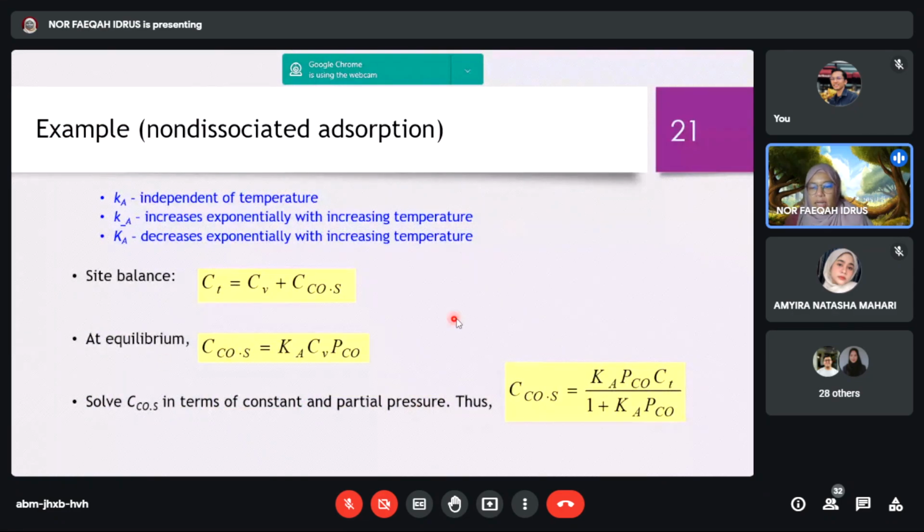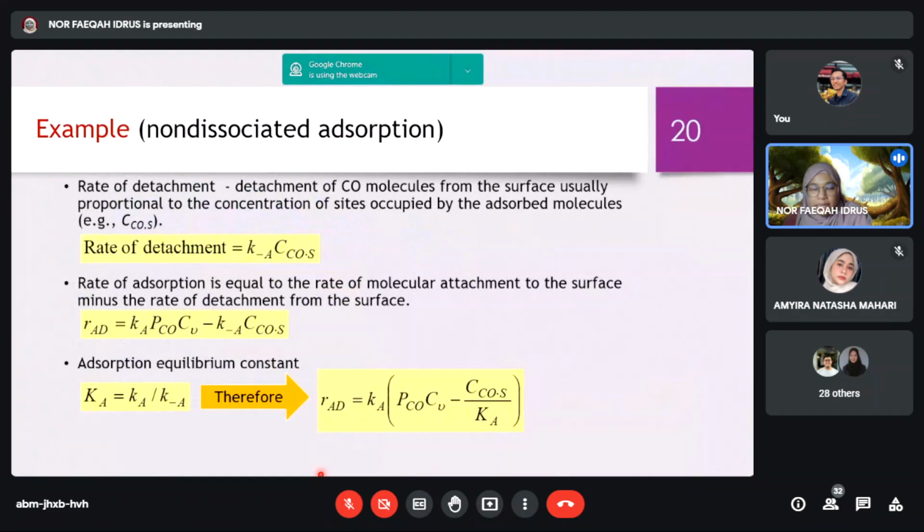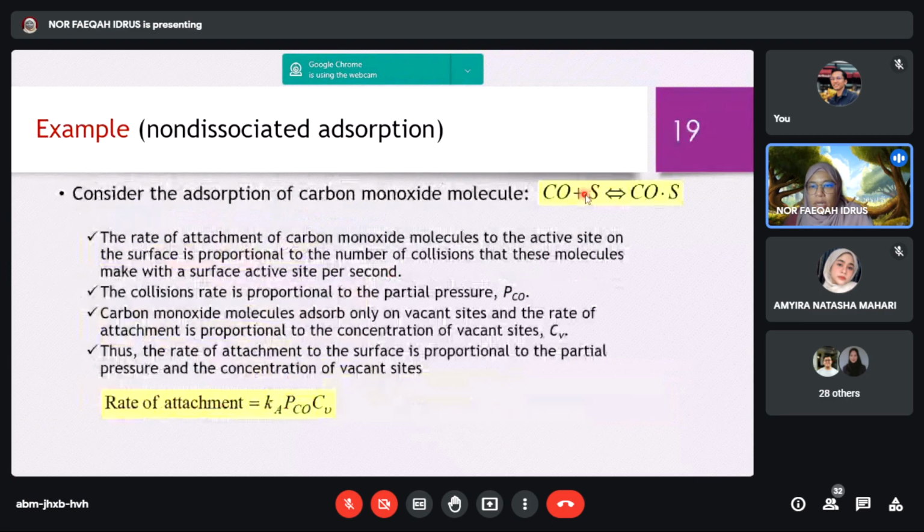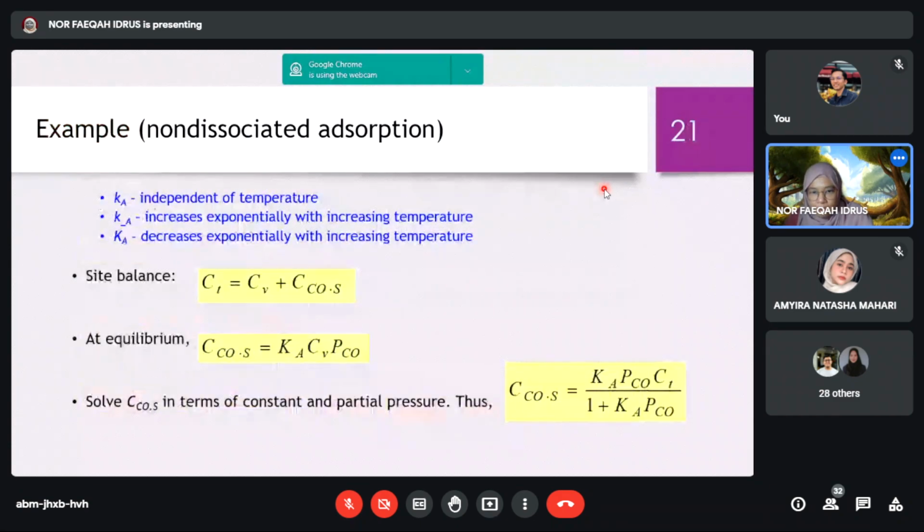And then once you have written all this, you have the net rate of adsorption. Again, we write the site balance. The site balance is CT equal to CV, even though in the mechanism only the active site seems to be required and no vacant site is visible. But the vacant site is always available. That's why when we write the site balance, CT equals CV. This must be in the equation, plus the concentration of the adsorbed species.